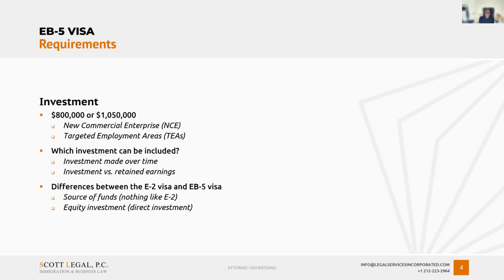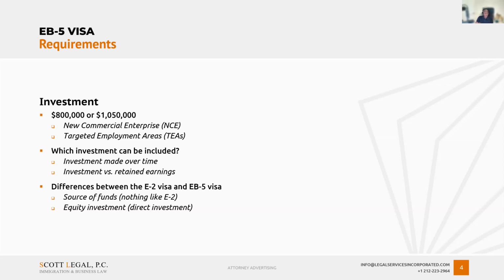When you're doing an EB-5, you either have to invest $800,000 or $1,050,000, and that amount is going to depend on whether you are investing in a targeted employment area or not. You can do EB-5 where you start a new business, or you can invest in an existing business. You can't do EB-5 if you're actually just buying an existing business, right? So you give the money, $800,000 or $1,050,000, to the seller, and you get the business. That's not good for EB-5.